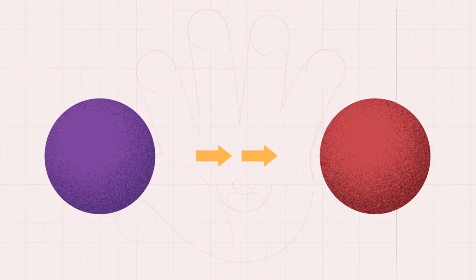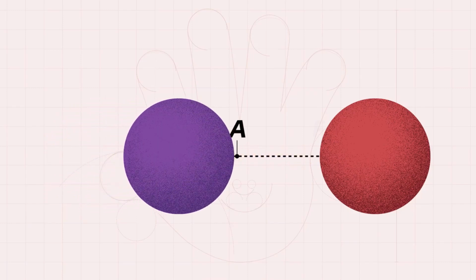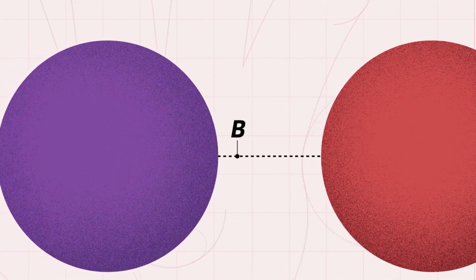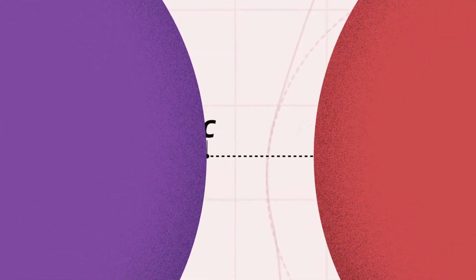As a child, you likely wondered about things like this. For a purple ball to reach a red ball, it first has to pass through the midpoint A between them. Then it must cross midpoint B of the remaining distance, and from there, it needs to pass midpoint C, and from C, it must cross midpoint D of the remaining distance, and so forth.